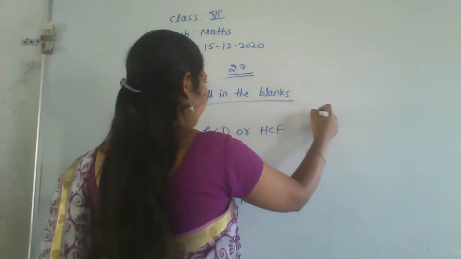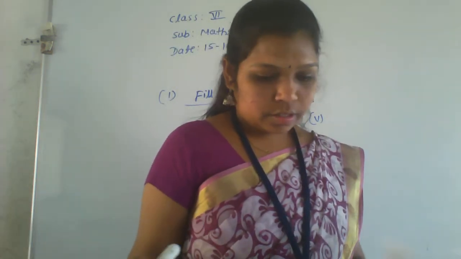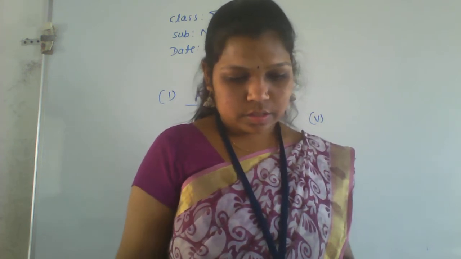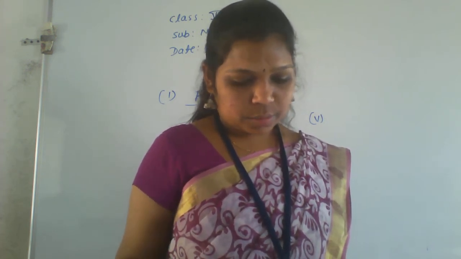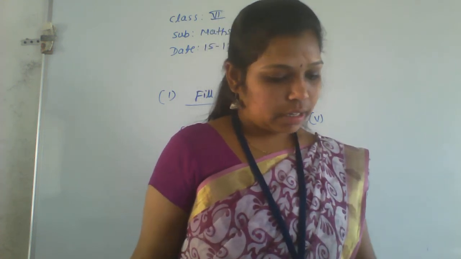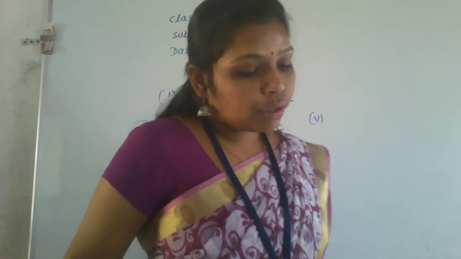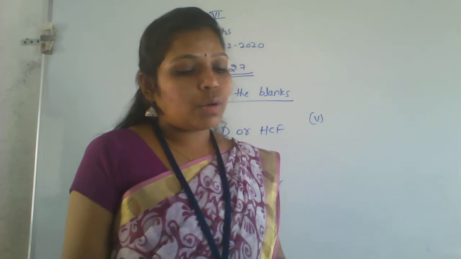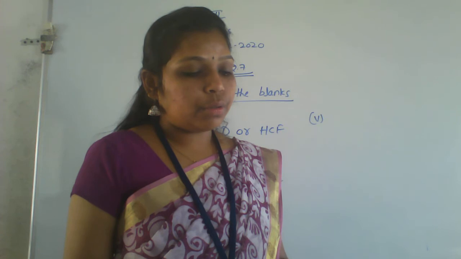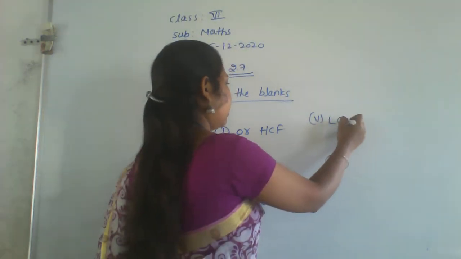Next, the fifth one. What is the next chapter? Whole number is there, right? Okay. So here, that is the fifth one. What is the fifth question? For two or more numbers, the lowest of the common multiples is nothing but LCM.